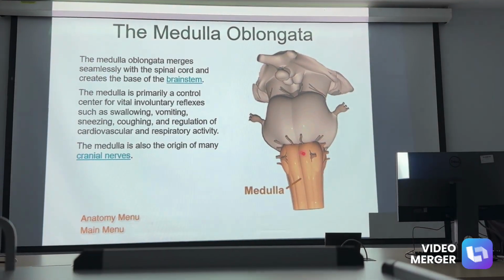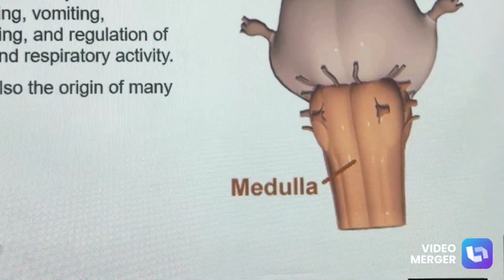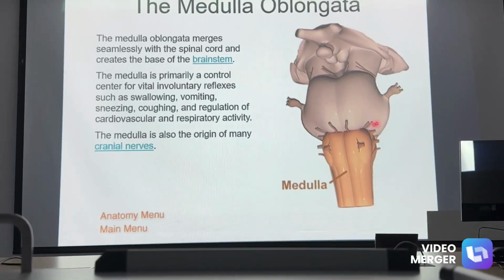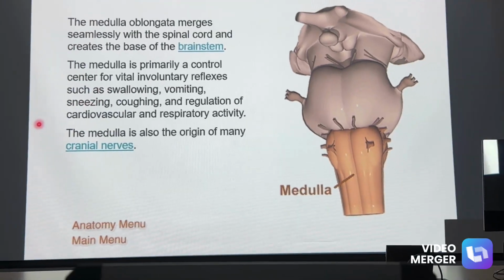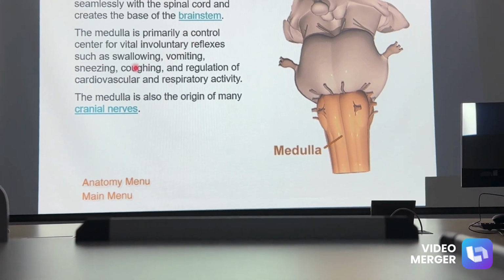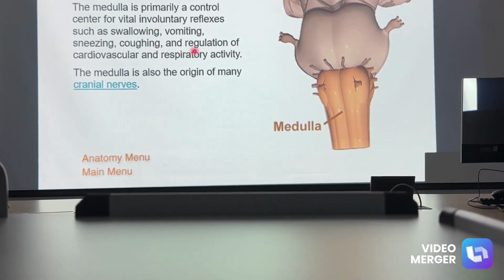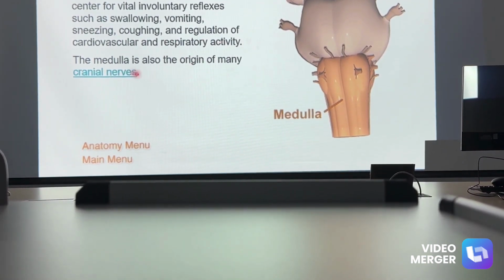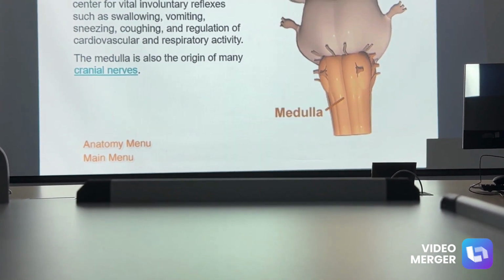The medulla oblongata blends seamlessly with the spinal cord and creates the base of the brainstem, with on top of it sits the pons. The medulla is primarily the control center for vital involuntary reflexes such as swallowing, vomiting, sneezing, coughing, and regulation of cardiovascular and respiratory activity. The medulla also shares in the origin of many cranial nerves.